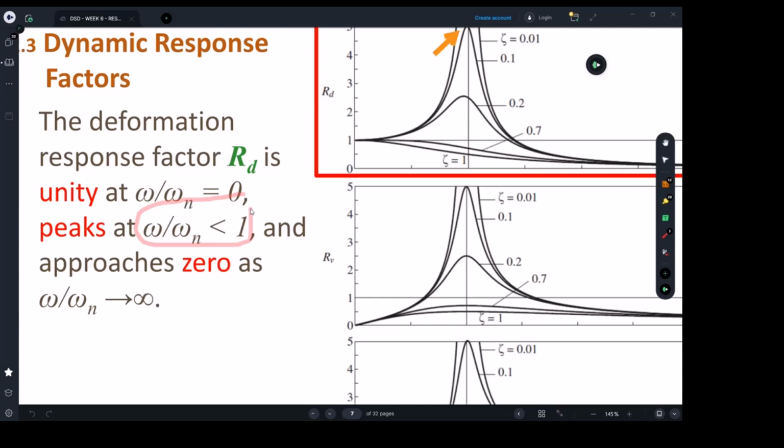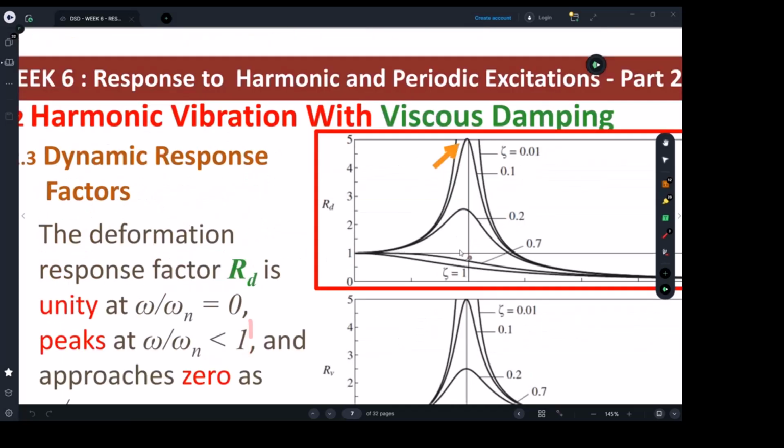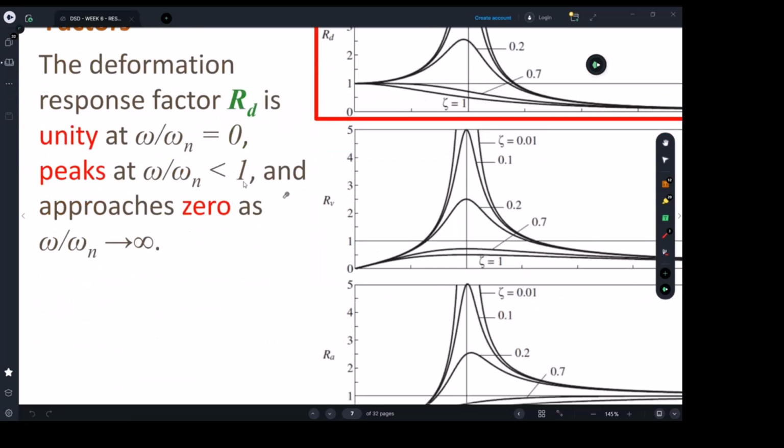So that's what we're saying here. When the frequency ratio is less than 1, somewhere here, then the RD value, the deformation response factor, will be reaching its peak. So it's not peaking at a frequency ratio of 1, it's peaking just before 1. That's why we're saying less.